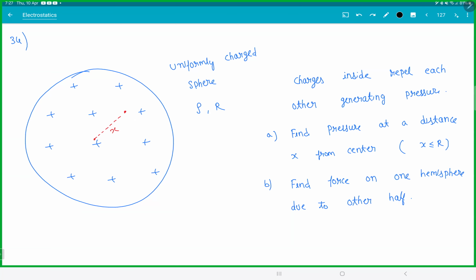Think. Take a minute, then I'll show you. The net force, where? On whom? In the layer. When you find pressure, are you finding force on that or are you finding tension at that point? You need the tension on the surface divided by the area of the surface, right?